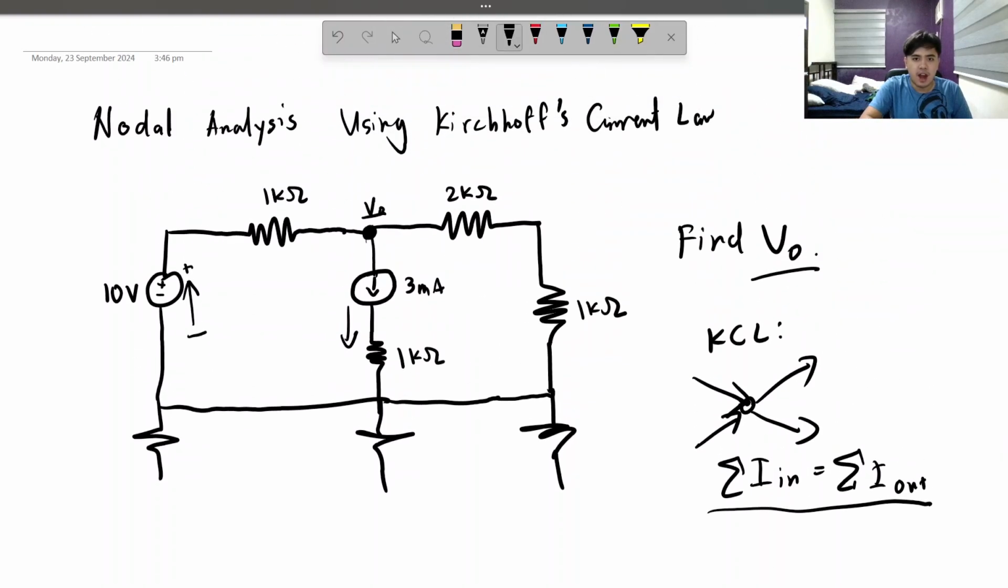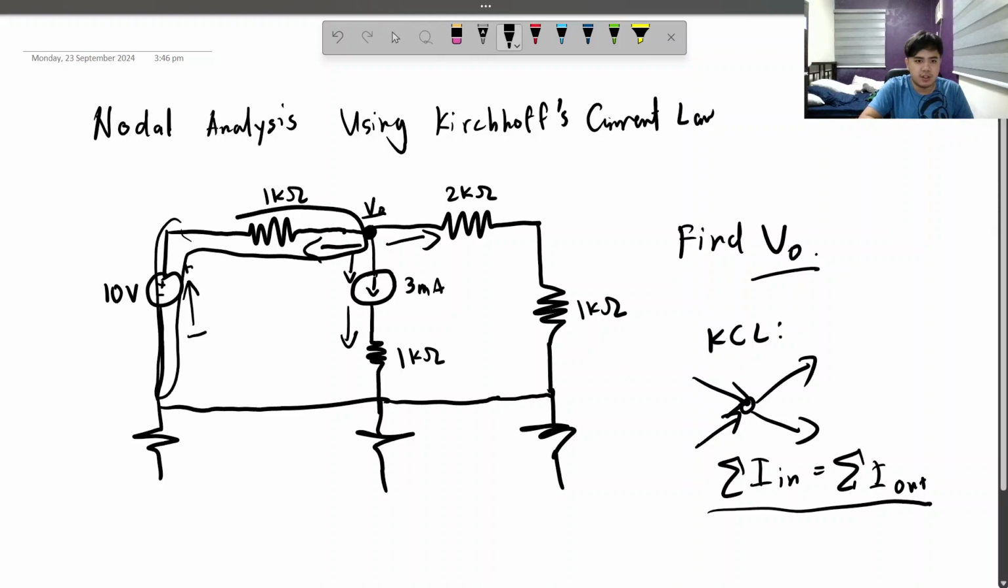From here, let's draw arrows going away from V naught, or V out, V0, whatever. So let's start from the left. How do we find the current of this part? This part right here. We don't include the ground because the ground is always zero voltage.